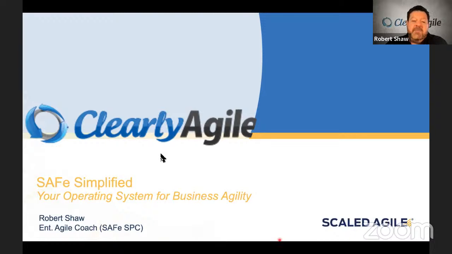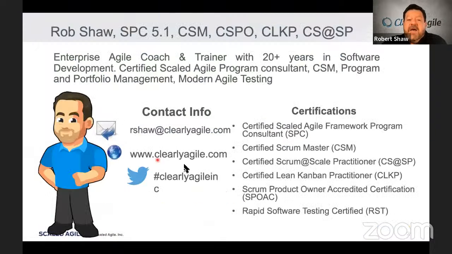All right. So my name is Robert Shaw. I'm an enterprise agile coach and trainer with Clearly Agile. I've been in the software business, it says 20 years now, I think it's over 25 now. I'm a certified SAFe Program Consultant, and have been involved with SAFe and the SAFe community since 2008. Implementations, training, etc., as well as working day to day with clients and consulting on adopting and implementing agile and agile practices.